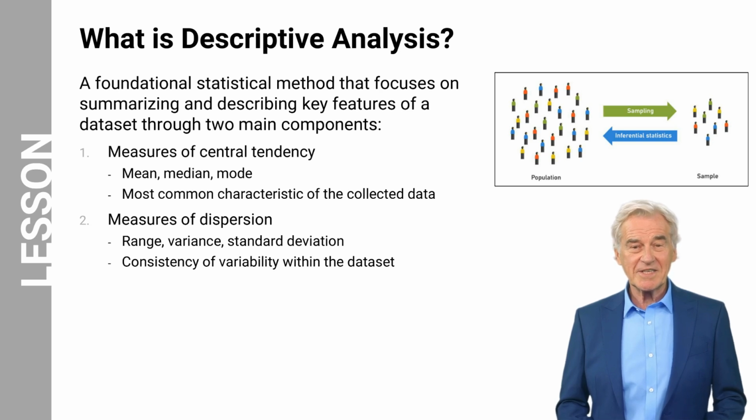Descriptive analysis is a foundational statistical method that focuses on summarizing and describing key features of a dataset through two main components. Measures of central tendency like mean, median, and mode identify the center point or typical value in a dataset, providing insight into the average or most common characteristics of the collected data. Measures of dispersion like range, variance, and standard deviation quantify how spread out or variable the data points are from the central measures, indicating the consistency or variability within the dataset.